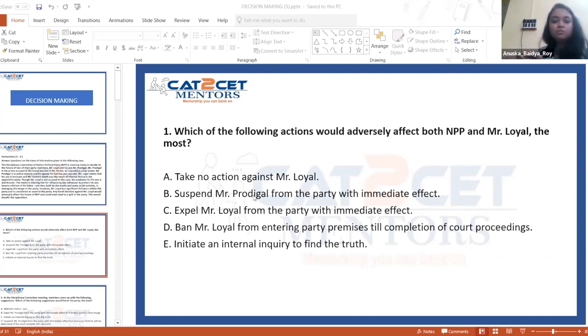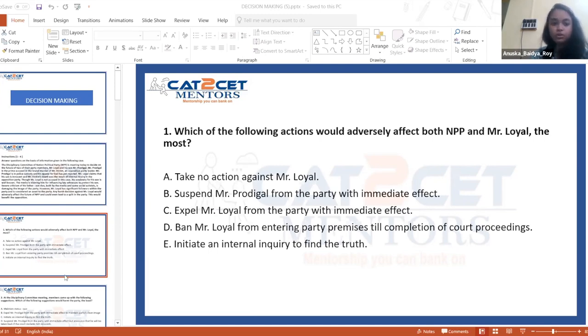Option B, suspend Mr. Prodigal. So indirect adverse effect, we keep it on hold. Option C, expel Mr. Loyal, direct adverse effect. We select this over option B. D is an absolutely irrelevant option. E, not relevant to the case. So what would be our best possible answer? Option number C. Have I been able to explain it?